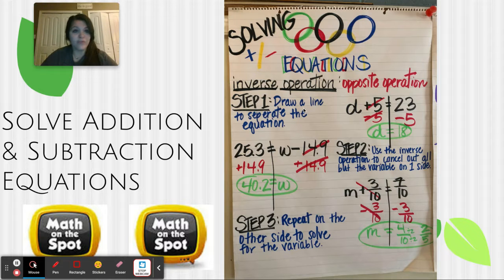So if there was anything that was confusing about that, then make sure to go back and rewatch it. The main thing I want you to know is our goal is always to get the variable on one side by itself. So we always start with the side that has the variable. Then we have to do the inverse or the opposite operation and cancel it out. And then we do the exact same thing to the other side to keep it balanced. So we will do this again tomorrow with multiplication and division.